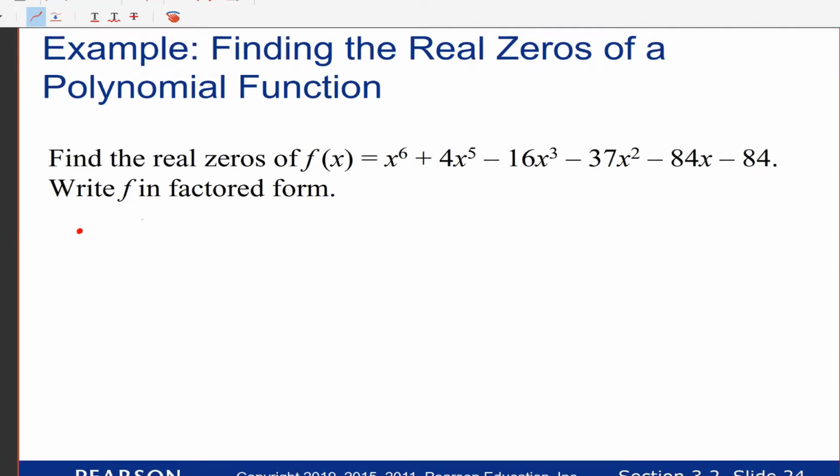So this is a big, ugly polynomial, but the first thing you should notice is the polynomial is of what degree? 6. Because it's a polynomial of degree 6, there are at most 6 real zeros. Okay? And then the next thing that we did is looked at Descartes' rule of signs.